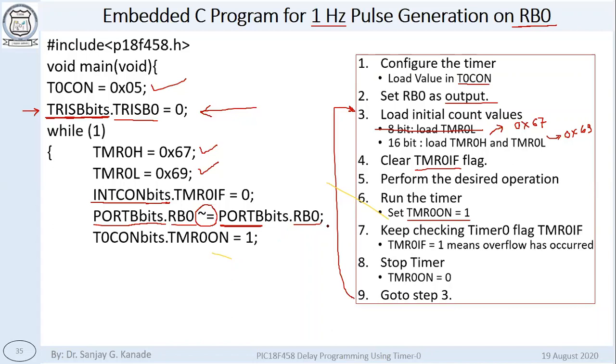Now the most different part, I would say, is step 7, to keep checking the Timer 0 flag TMR0IF. Now what does it mean? We want to use a condition that whenever this particular flag becomes 1, we have to stop the timer. Unless and as long as that flag is 0, we have to do nothing. Remember my words, note down: as long as the TMR0IF flag is 0, do nothing.